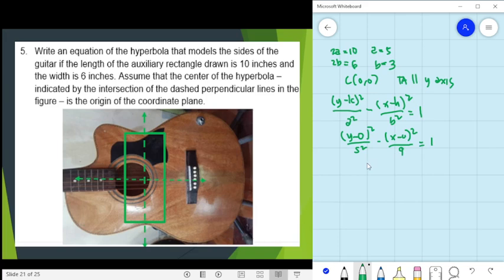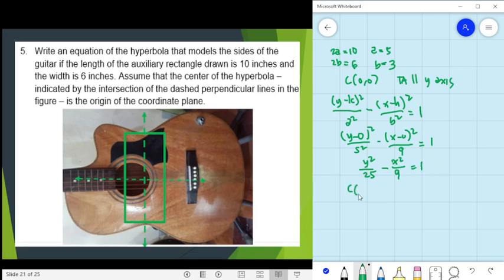So if we simplify further, the final equation is y squared over 25 minus, sorry for the correction, it should be minus. Please correct this in your module. Check your solution: y squared over 25 minus x squared over 9 equals 1. Okay? So that is the final solution.